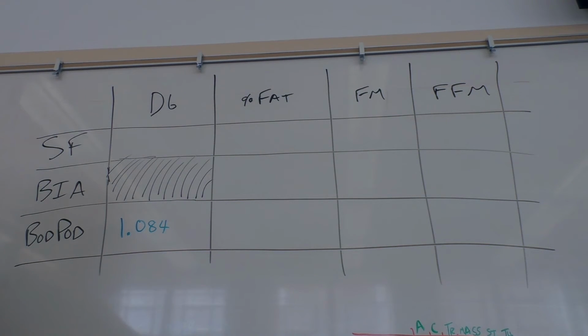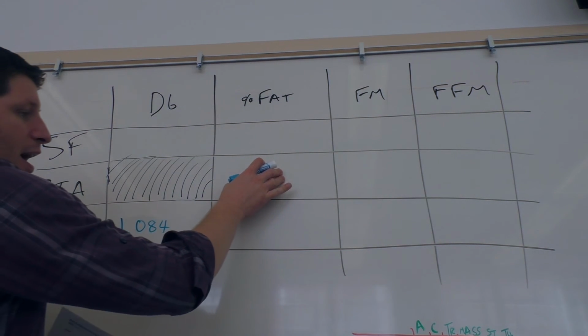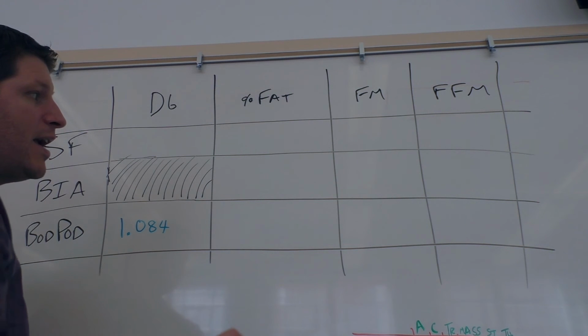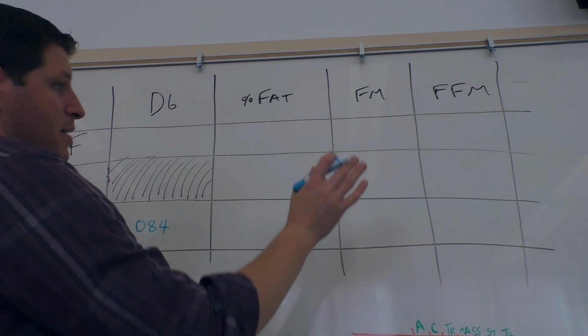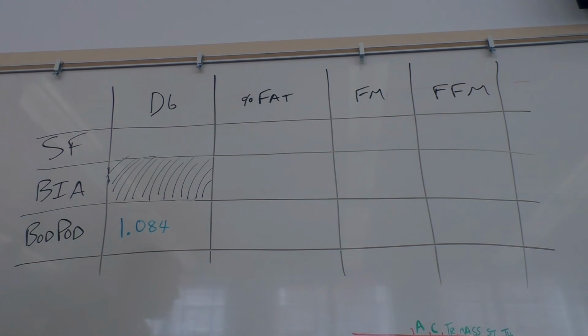So what you'll do simply is put in the percent fat value that we just found using the BIA device, which you guys should now have. And once you have percent fat, as we talked about previously, it's very easy to calculate fat mass and fat-free mass because you have your participant's weight or total body mass.